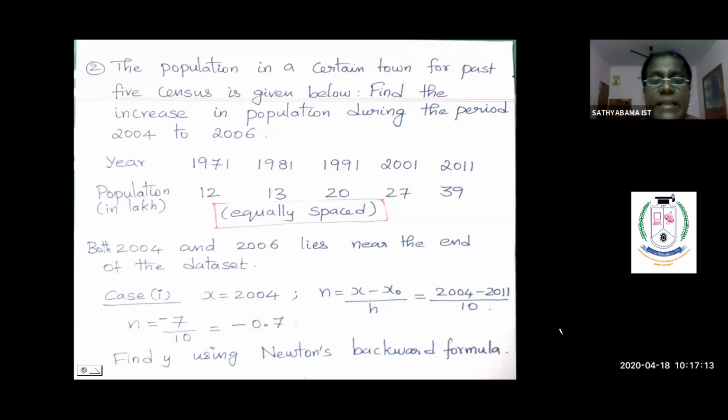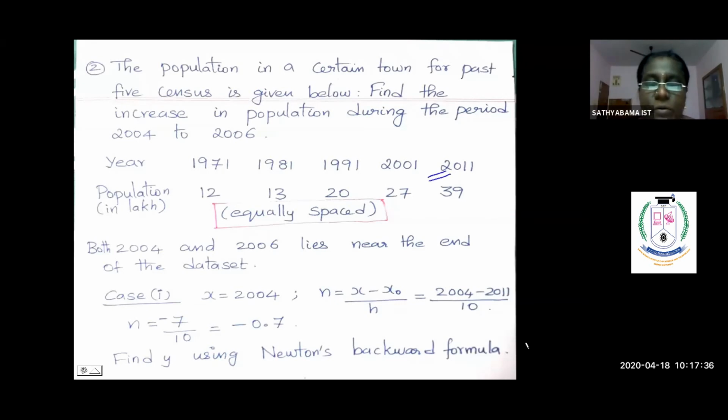What are the given data sets? Years 1971 to 2011 are given. How are they? Equally spaced. What is the common difference? 10 years. And the population in the town is given in terms of lakhs. And I need to calculate for 2004 and 2006. Where do 2004 and 2006 lie? Close to the end of the data set.